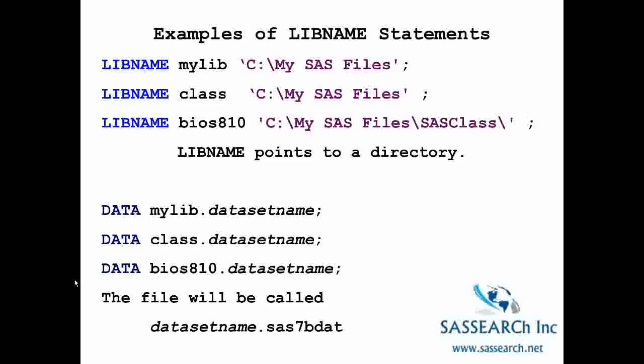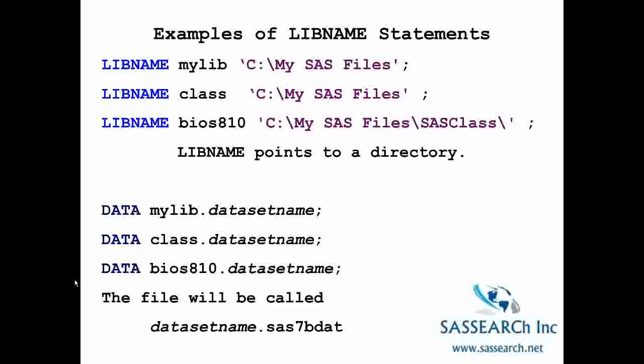In the second example, we are creating another SAS dataset, just calling it dataset name, and we're storing it in the directory that's referenced by class. And then the file that's going to be written to that directory has the name dataset name for our example, and it has the extension SAS7BDAT. So whenever you see the extension SAS7BDAT, you know that you are working with a permanent SAS dataset.